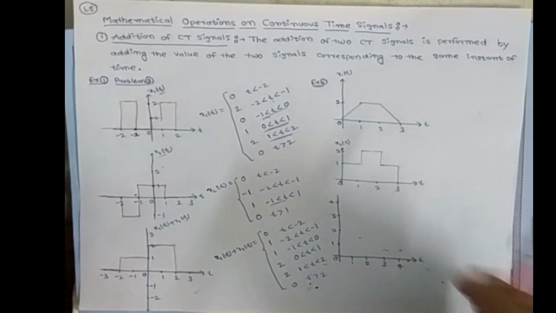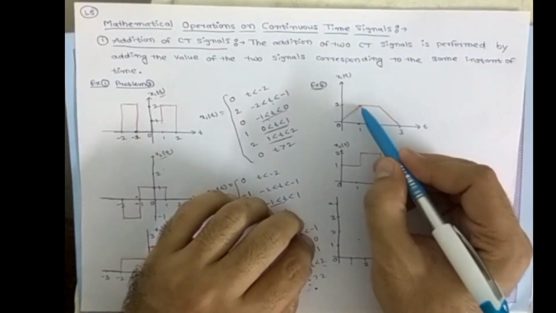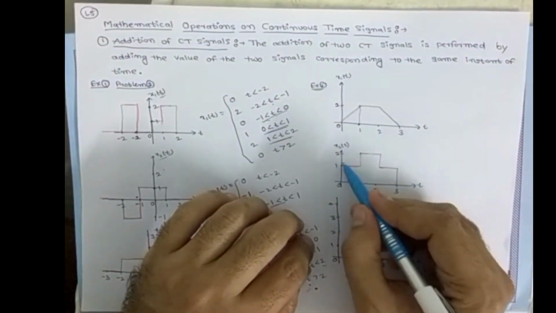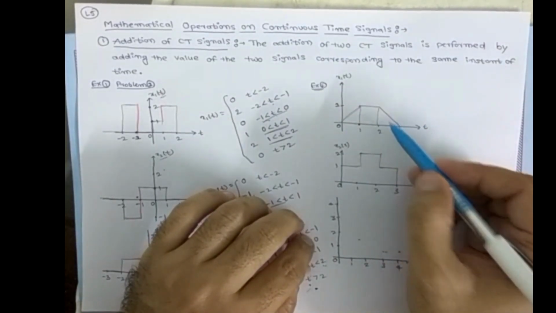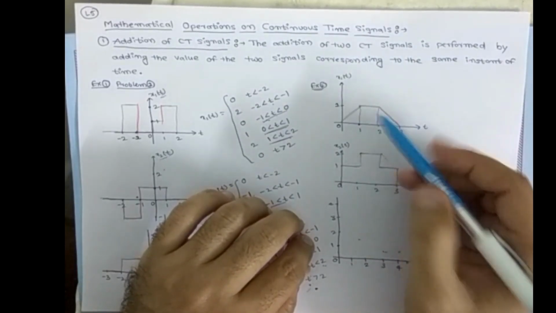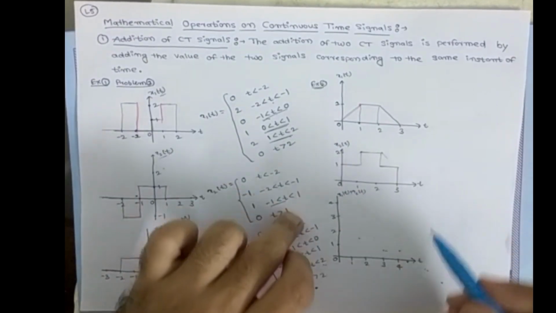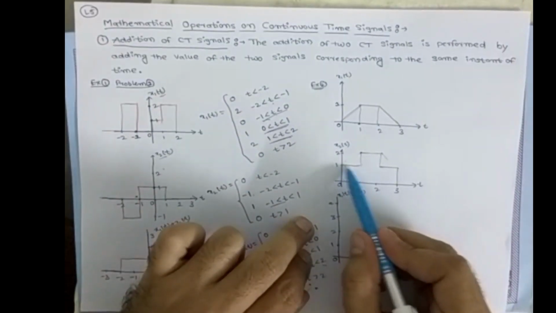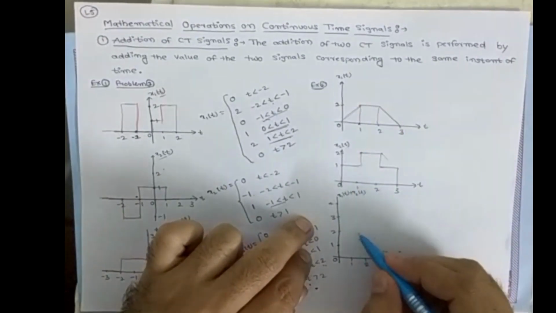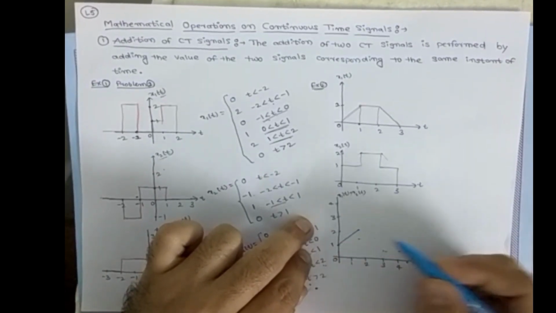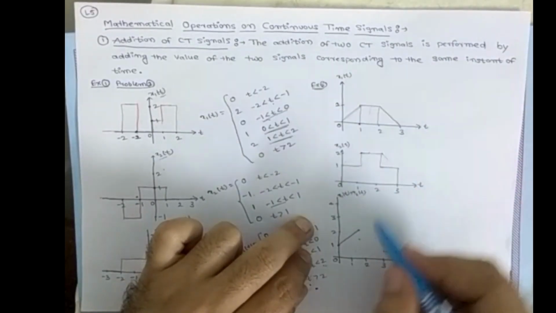Let us see the next example. Directly, if you draw, this portion has to sit here and this portion has to come on top of this one. So when we add these two signals, x1 of t plus x2 of t, this part has to come here. This is already 2 and this is 1, so we are adding, giving 3.